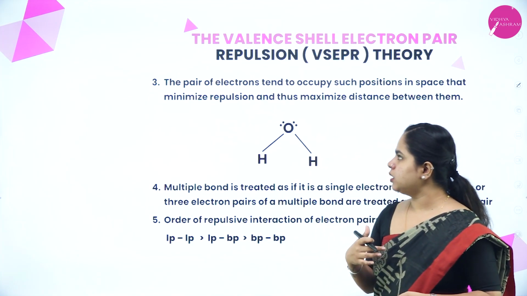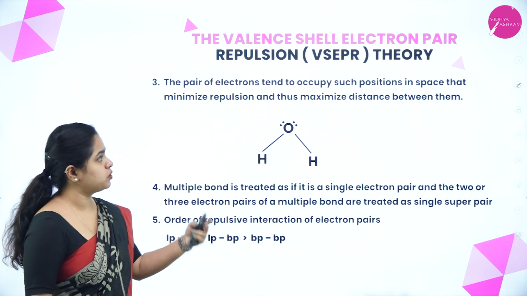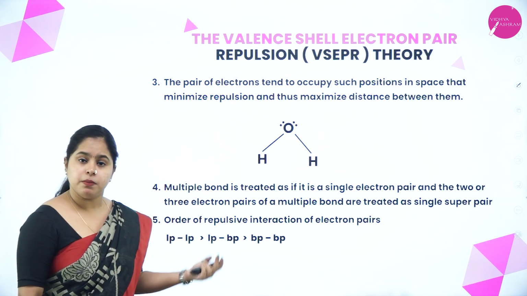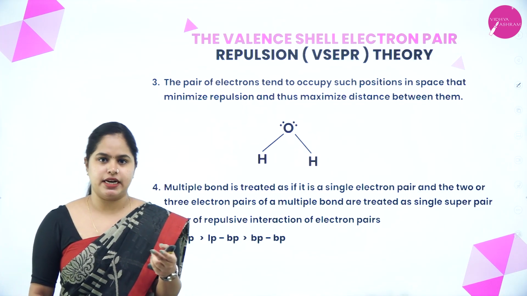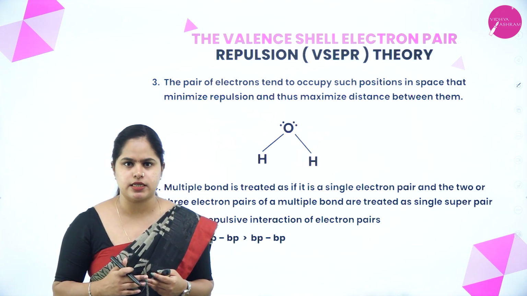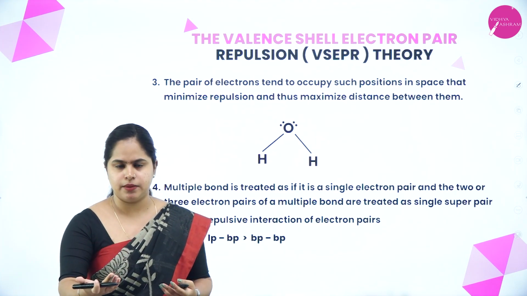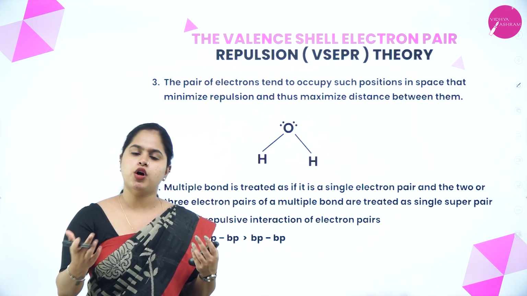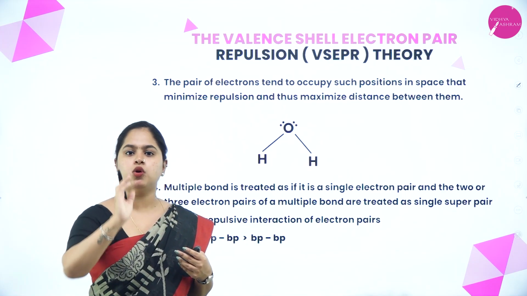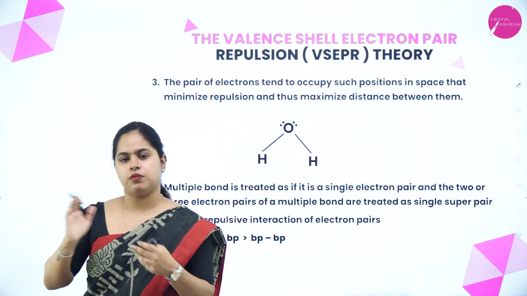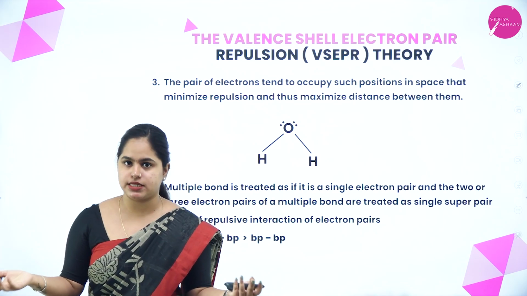Now moving on to the third postulate, right? The pairs of electrons tend to occupy such positions in space that minimize the repulsion and maximize the distance between them. As I said in the beginning, as an example, if you are not liking someone, what do you try to do? You repel them, of course. You don't attract them, you repel them because you don't like them. You try to stay as far as possible from them. If you see them, you don't go near them. You run away from them. You repel them to a maximum extent.